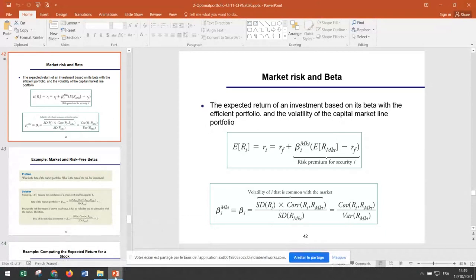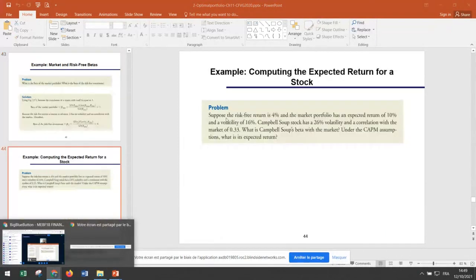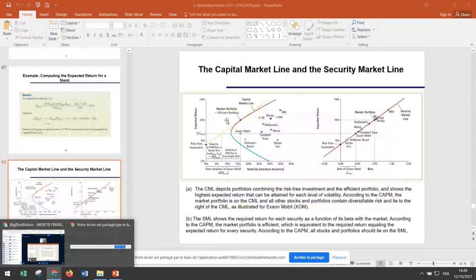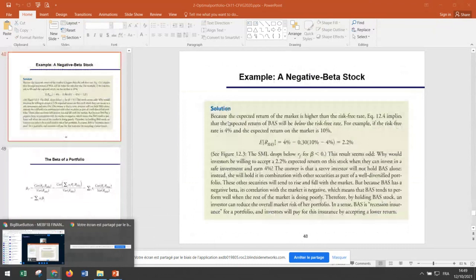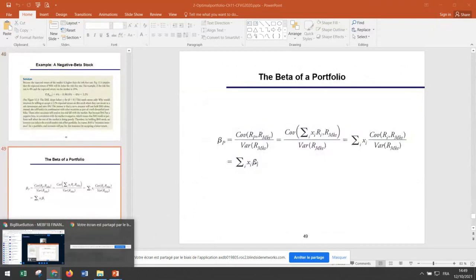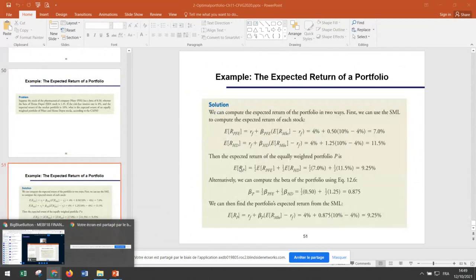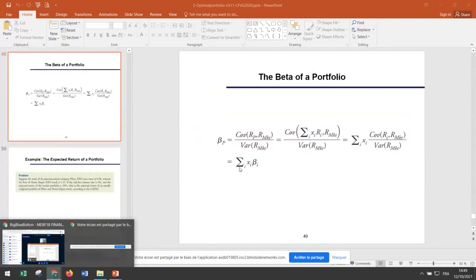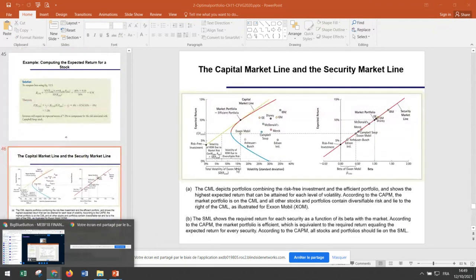All right. I will not repeat what I've just said. If you have a portfolio with several stocks, you can compute the beta of your portfolio. When you know the beta, you are able to calculate the expected return of your portfolio based on the beta of your portfolio. That is the fourth part of this chapter.